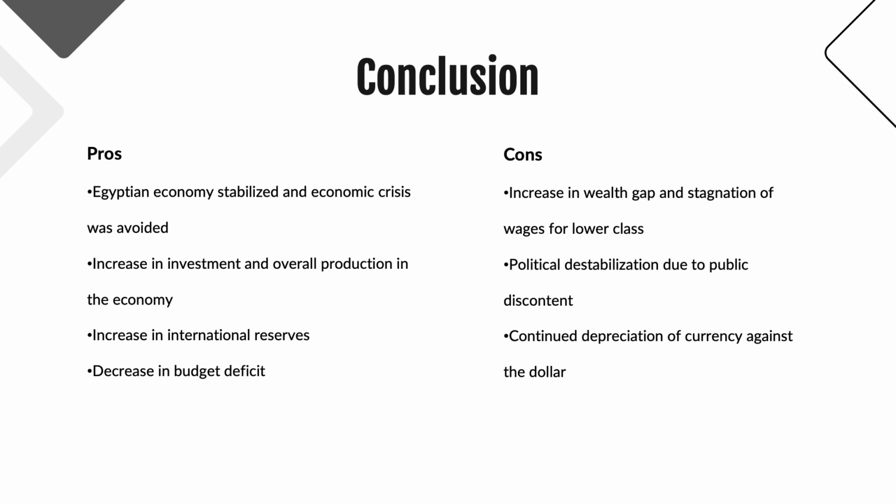A primary achievement of the IMF was stabilization of inflation, which was their main goal in stabilizing the economy, but the general public remains skeptical of supposed economic improvements.